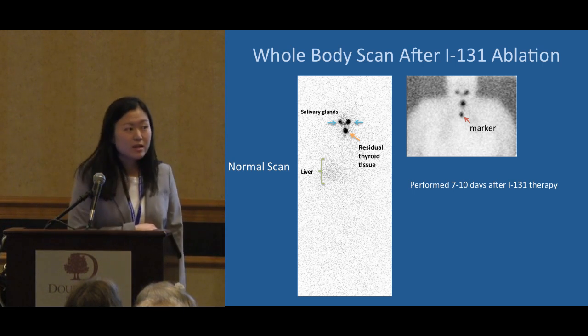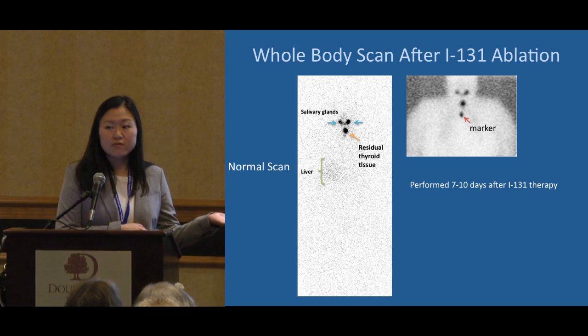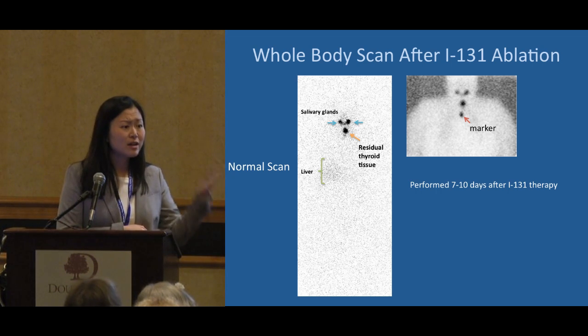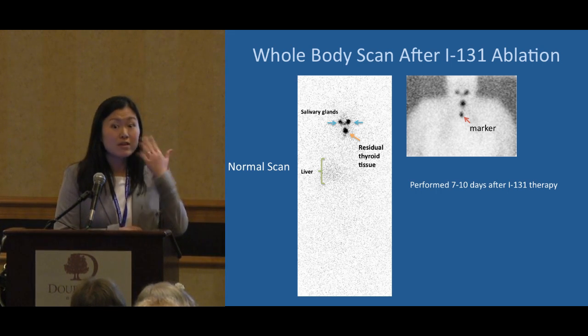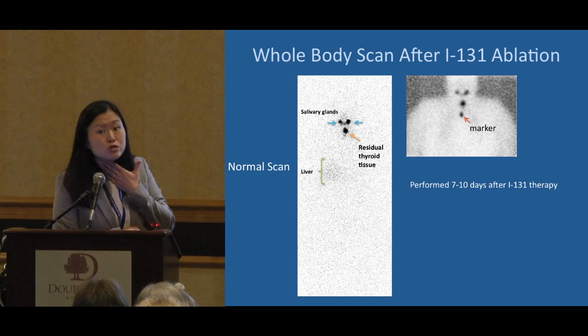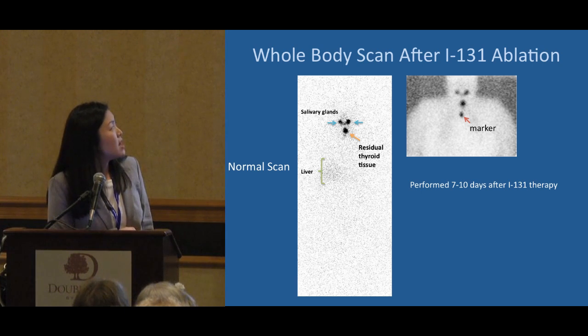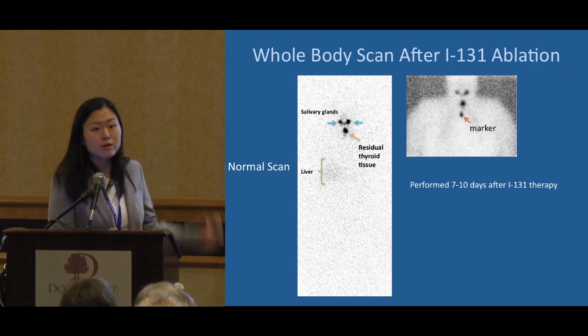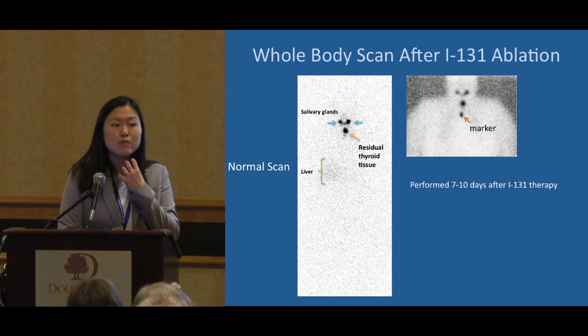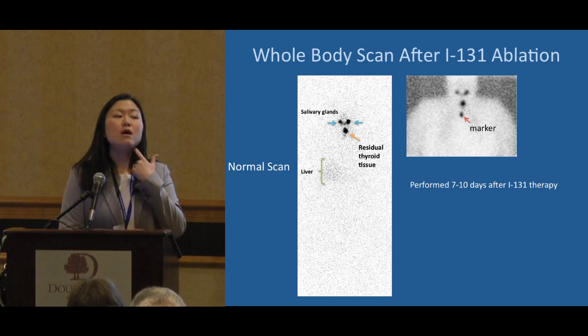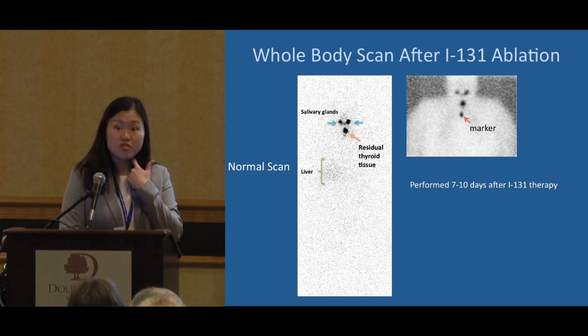Those are the salivary glands. And I'm sure you're aware of the fact that radioactive iodine naturally will go to the salivary glands, and that's what we're seeing here. So that's normal uptake in the salivary glands. And then you see this dot right here, right in the middle, that's nice and hot. That's going to be residual thyroid tissue from where the surgeons took out the thyroid glands.